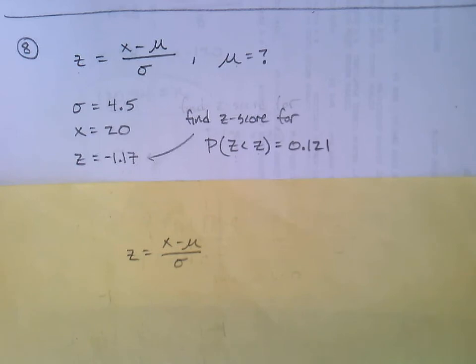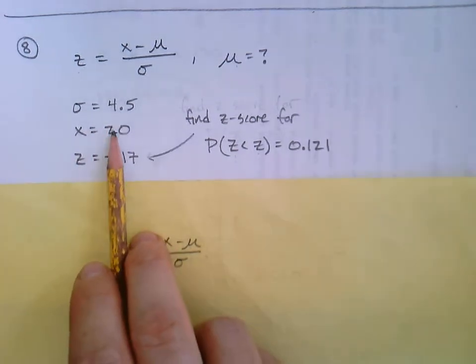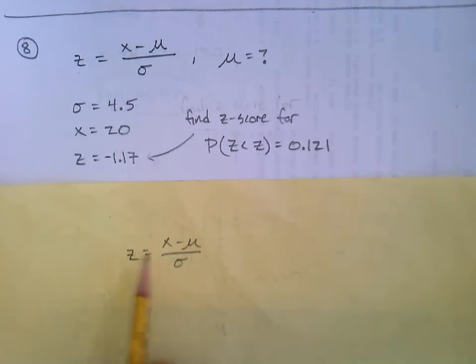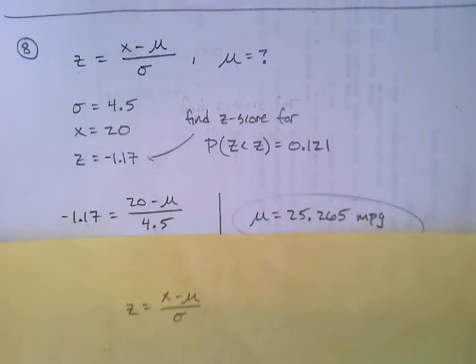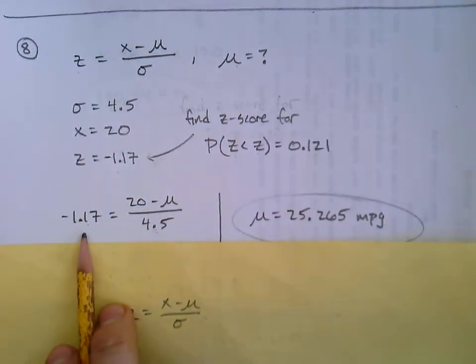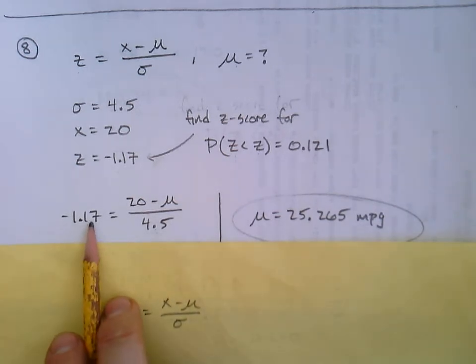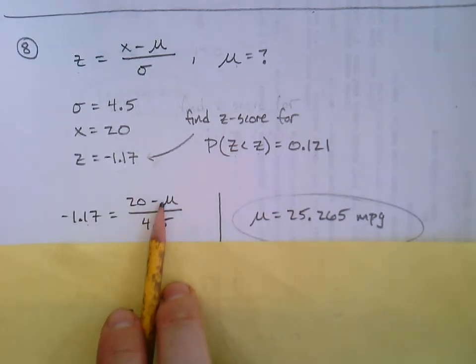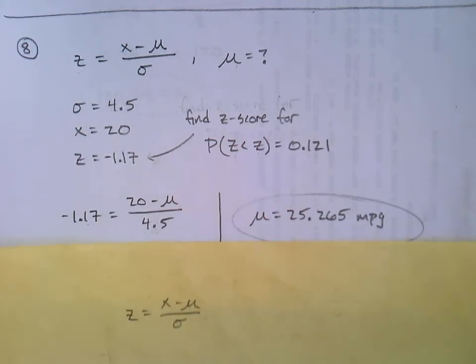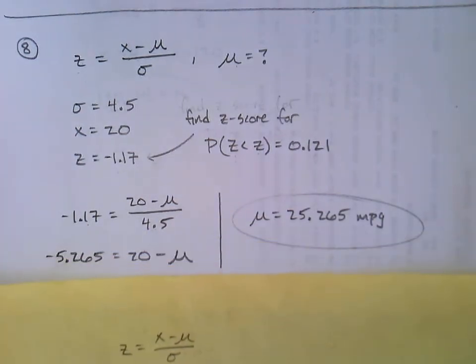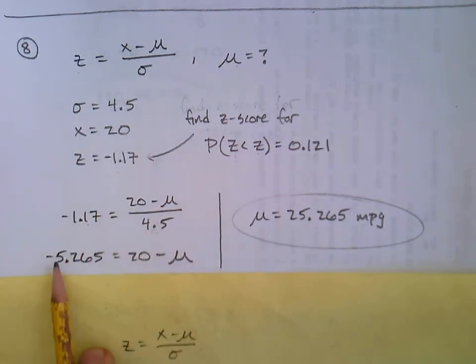Okay, so once we have the sigma, the x, the z, we can put those into our formula here. Negative 1.17 equals 20 minus mu over 4.5, and I'm showing you the answer, but okay. And we're going to solve this for mu. How do we solve this for mu? We can multiply the 4.5 over to the left side. Multiply that over and you'll get negative 5.265 equals 20 minus mu.